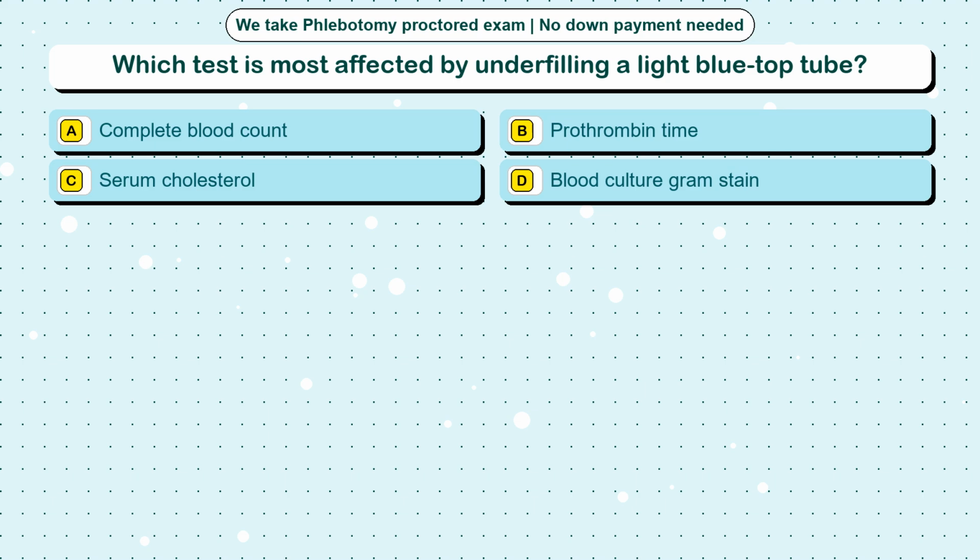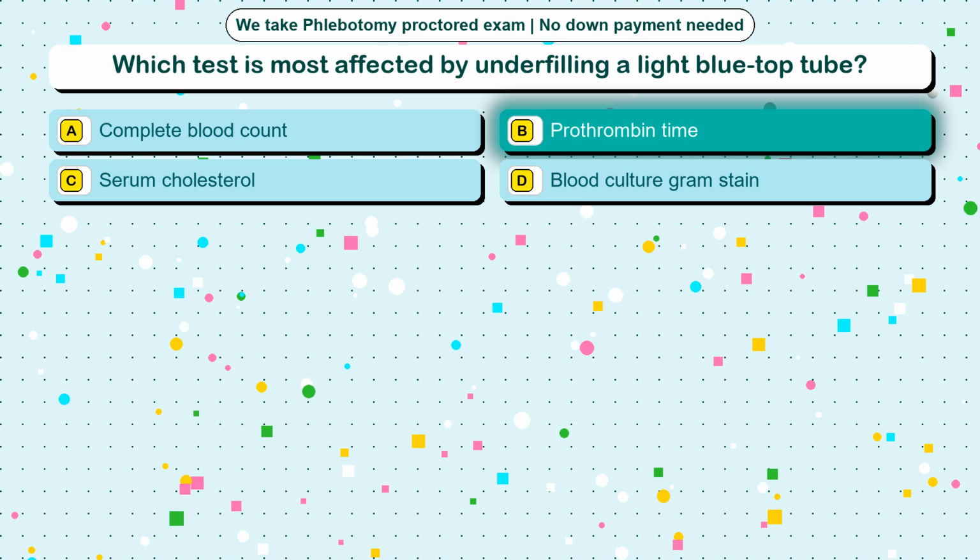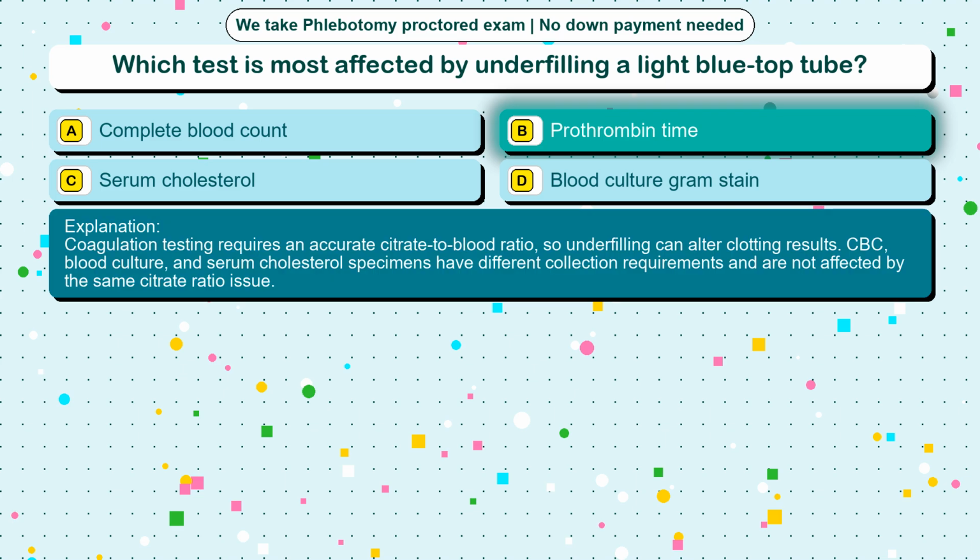Option B, prothrombin time. Option C, serum cholesterol. Option D, a blood culture gram stain. The correct answer is option B, prothrombin time. Coagulation testing requires an accurate citrate to blood ratio, so underfilling can alter clotting results.